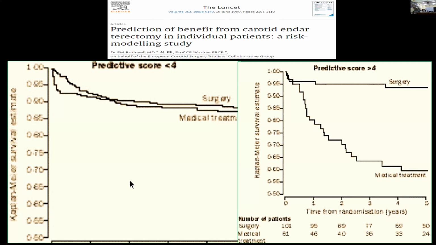So, for example, this is carotid endarterectomy. We have a lot of strokes in medicine, and many people have carotid artery occlusion. So should we do endarterectomy in everybody? Then there's a scoring system. For people whose predictive score is less than 4, there's no difference between surgery and medical treatment. But if your predictive score is more than 4, surgery seems to do much better than medical. Oh, the HTE analysis is useful in this particular subgroup of patients.